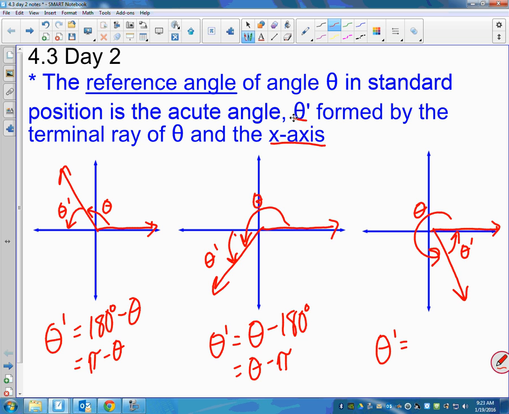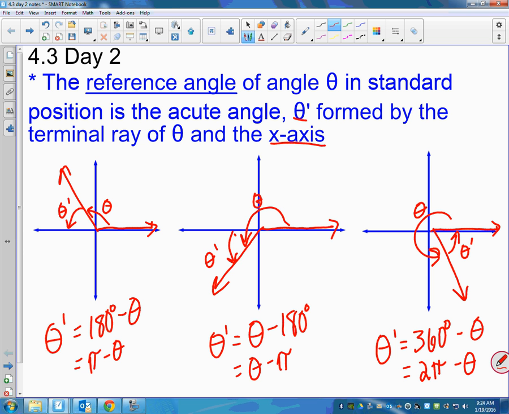So how could I find what theta prime equals? Since the whole thing is 360, we're just going to subtract out everything but theta prime. So if theta was 330 degrees, theta prime would be 30 degrees. Or that's the same as 2 pi minus theta.